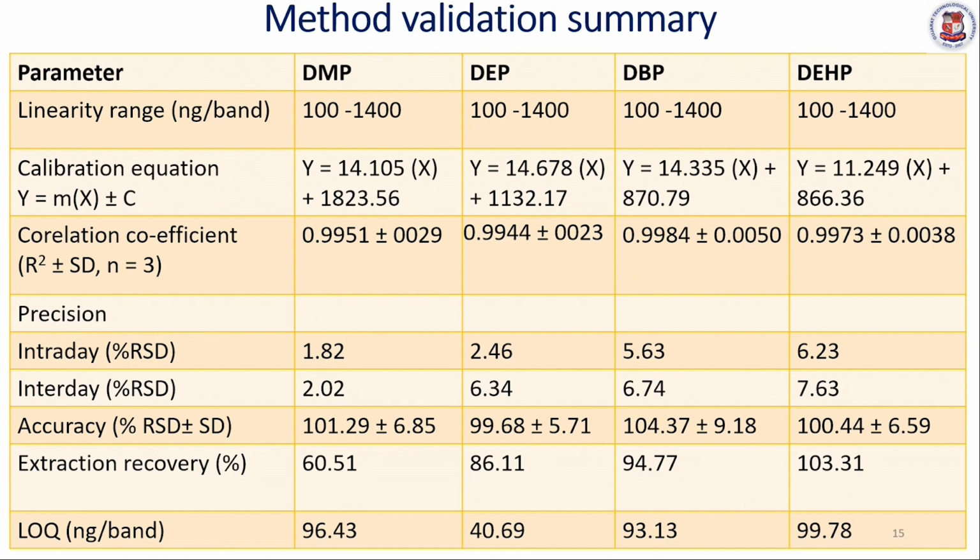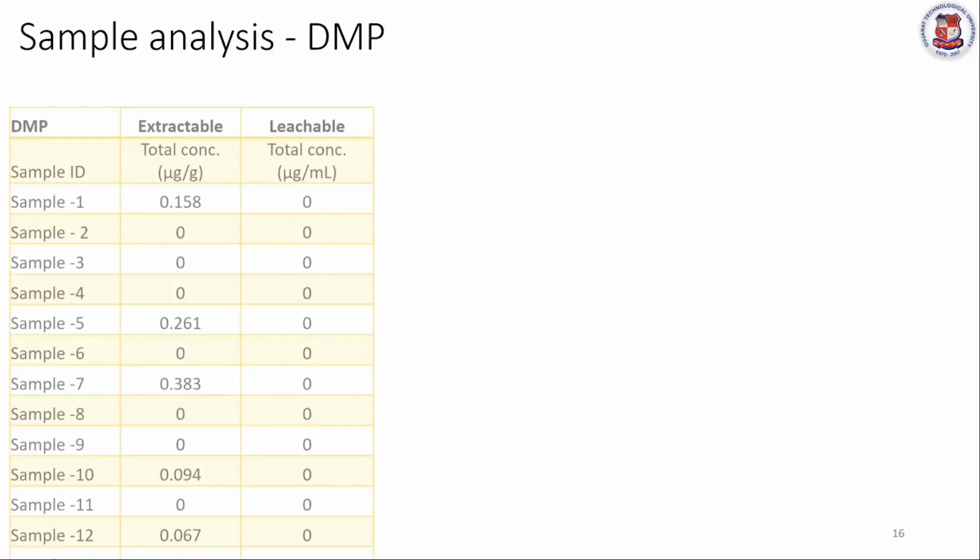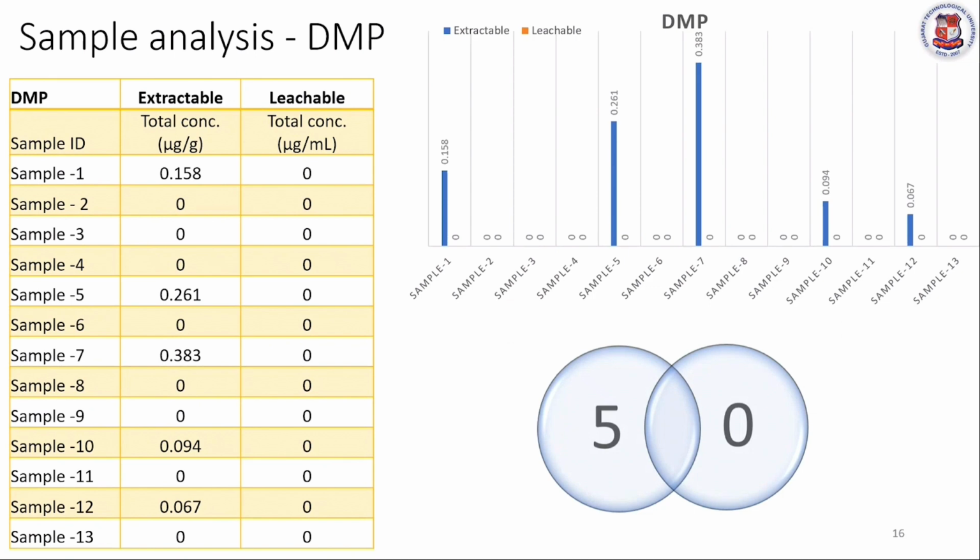We have succeeded in doing the analysis from 100 nanograms per band, which is quite sufficient for this kind of study. And looking at the data of precision and accuracy, we can say that the method can be useful for the desired applications. After the sample analysis, what results are we getting?